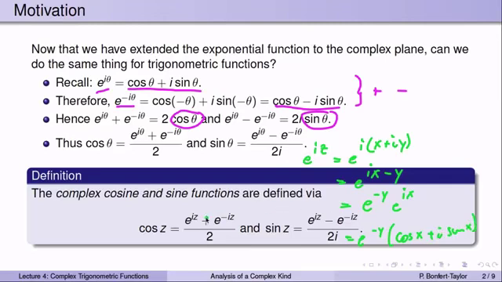And now we have expressed e to the iz in terms of purely real valued functions. You could do the same thing for e to the minus iz, and so therefore cosine z can be expressed in terms of all real valued cosine, sine, and exponential functions. And we'll do that later.